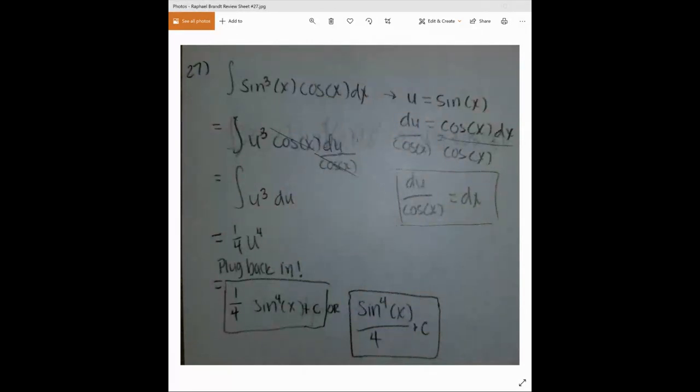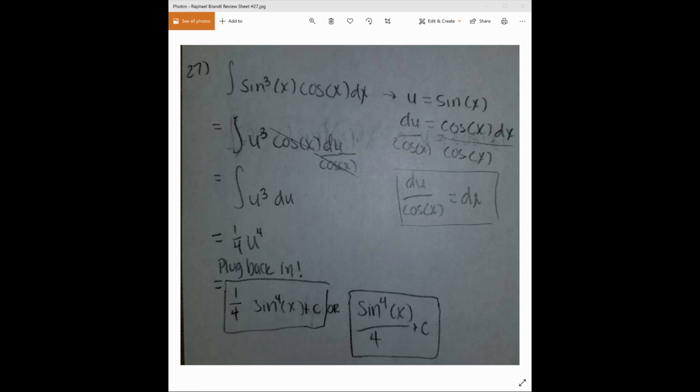Raphael, 27. Yeah. So we're asked to take the integral of sine cubed x cosine x dx, and I wanted to use the substitution rule because if we take the derivative of sine, we actually get cosine. We could cancel out the terms, so u equals sine x, and then we take the derivative of both sides. So du equals cosine x dx, and then you divide both sides by cosine x to isolate dx. So du over cosine x equals dx.